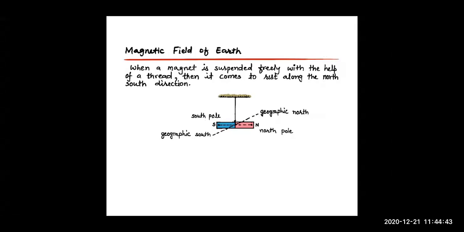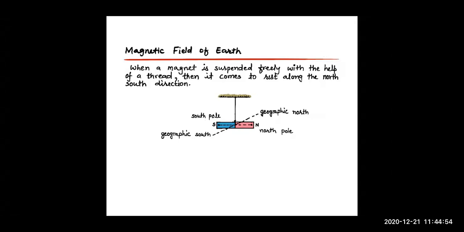Good morning, children. This is class 12th physics, chapter number 5, magnetism and matter. Today we are going to cover the topic that is magnetic field of Earth. Now, children, we know that Earth has a magnetic field, but how can we prove it? So, let's talk about a simple experiment.